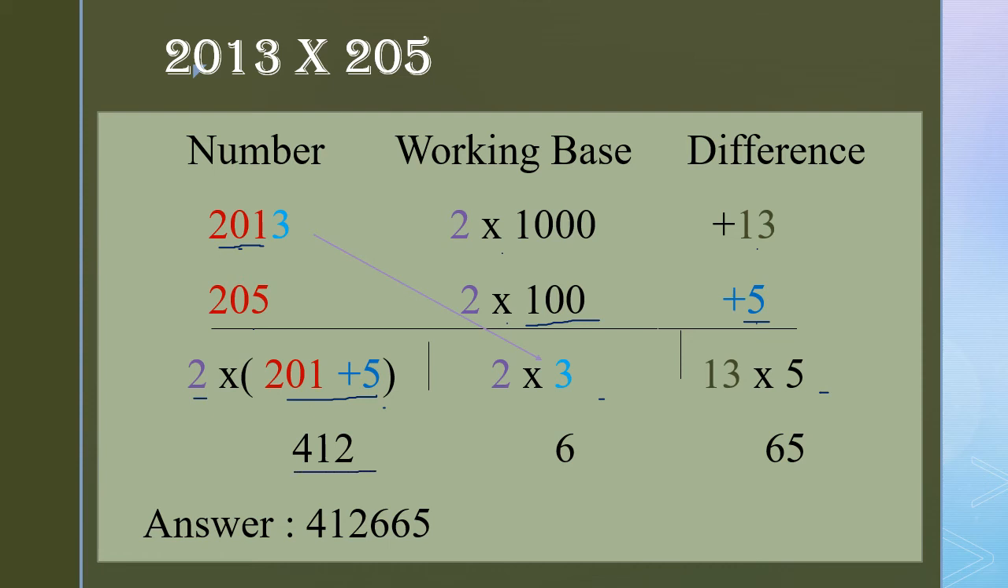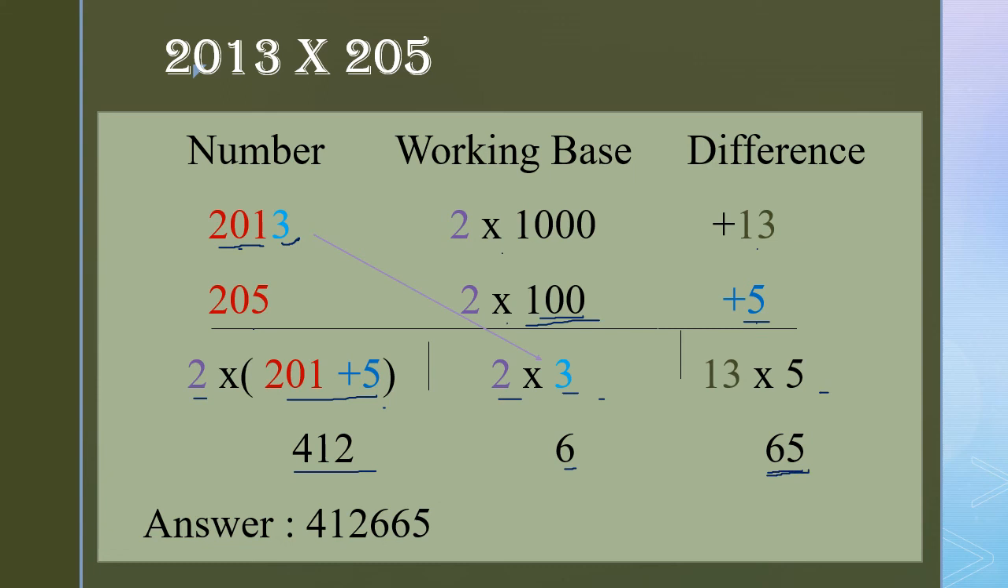Now for the second part, we take that part of the bigger number which was not used in the first, which is 3. So 3 is copied here and we multiply 3 by the factor, which is 2. So this becomes 6. Now 13 times 5 is equal to 65. For the third part, we multiply the differences. The number of digits in the third part depends upon the number of zeros in the smaller base, which has 2 zeros. So this 65 is a 2-digit number.